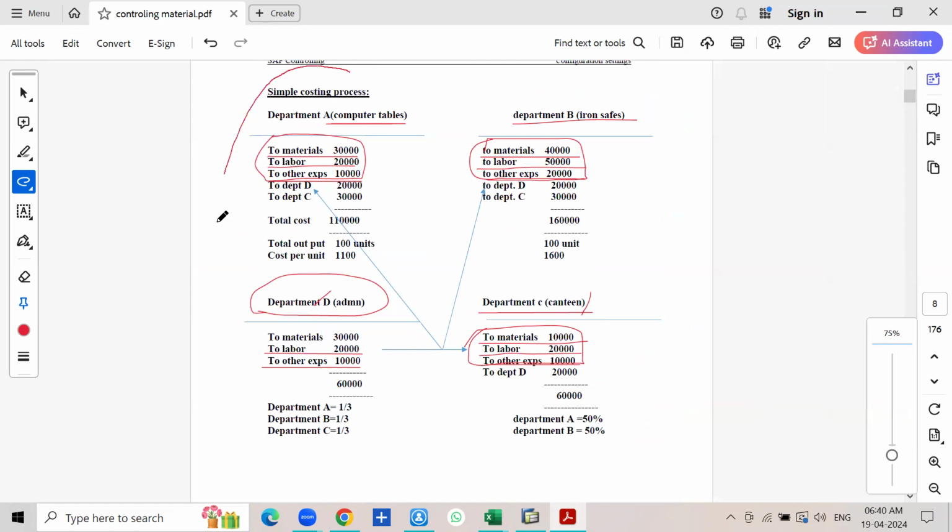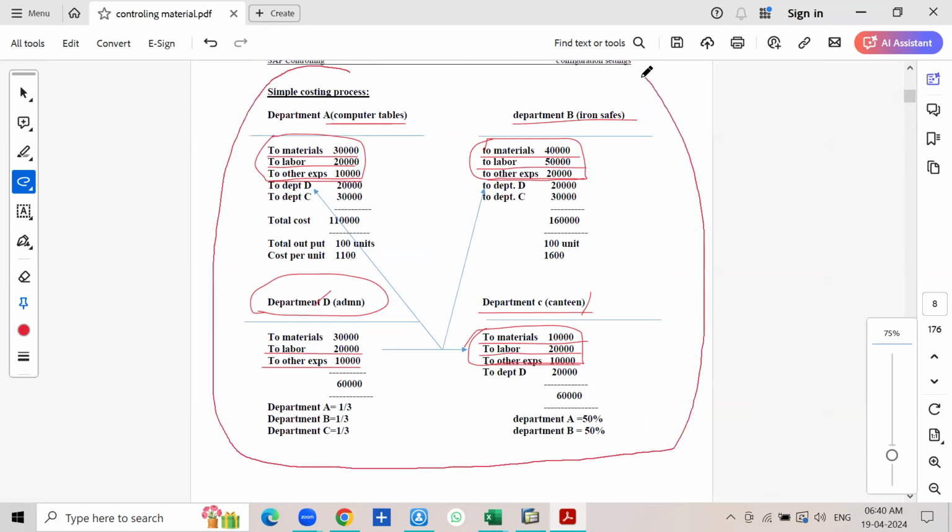So this is your entire organizational setup. These are the four departments in your organization. Department A and department B are called production departments. Department D, administration, and department C, canteen, are called service departments. What is the job of department D? To render its services to department A, department B, and department C. Department D takes care of the administration of A, B, and C.